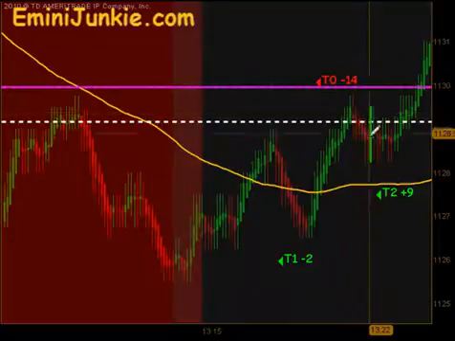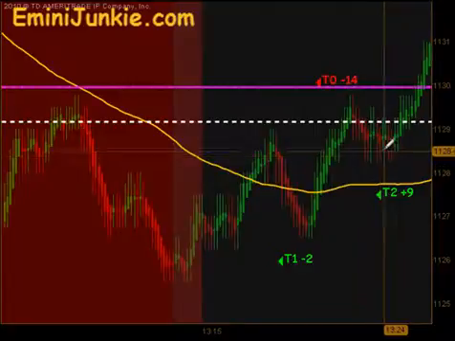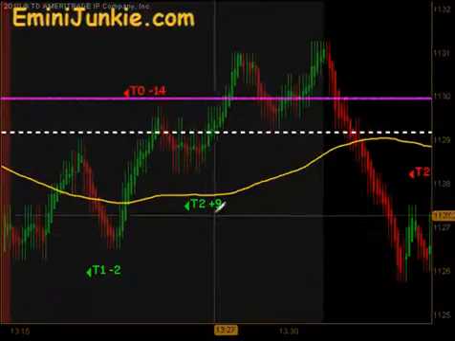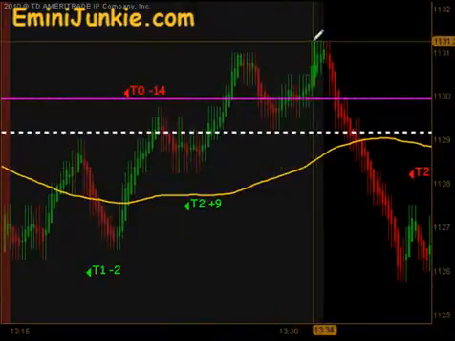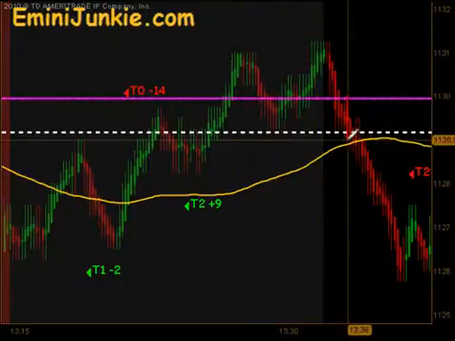So we actually had a signal to get long, and those are the hardest signals to take, the ones right after a stop out. But you know, with our trading plan, you have to take the signals, and it did produce targets 1 and targets 2 to the upside for 9 ticks. Now, found a temporary high there at 11:31.25, and then the resistance pushed us back down through our moving average.